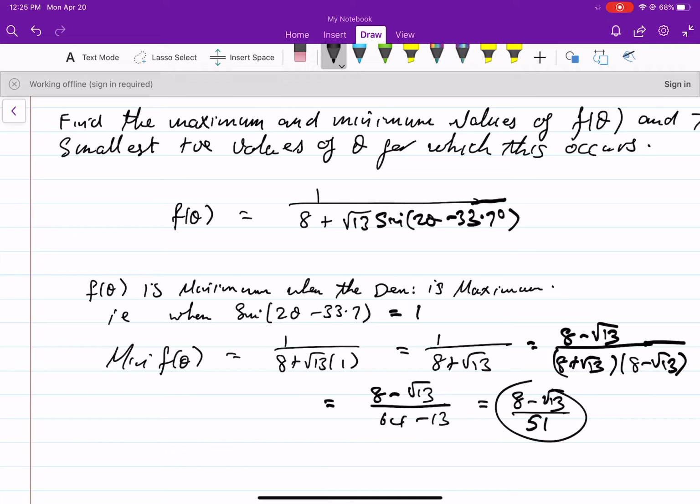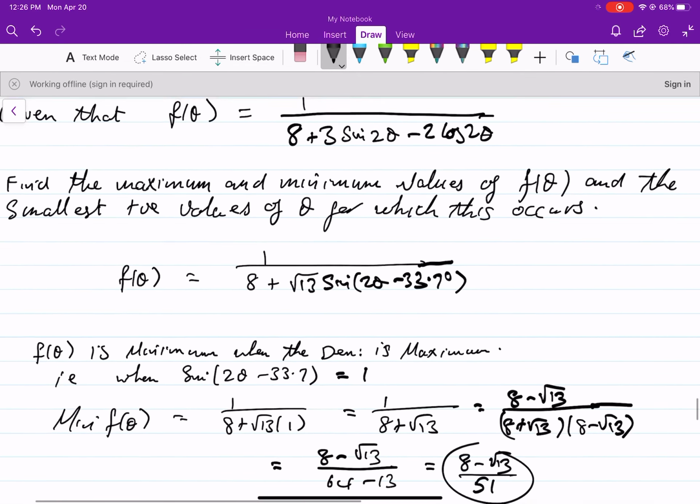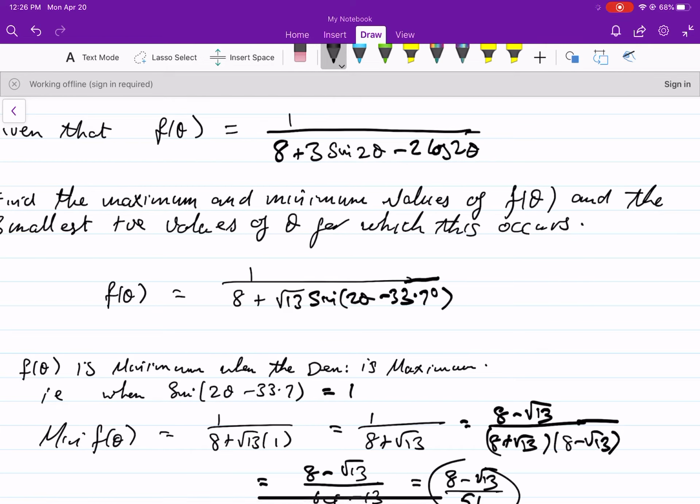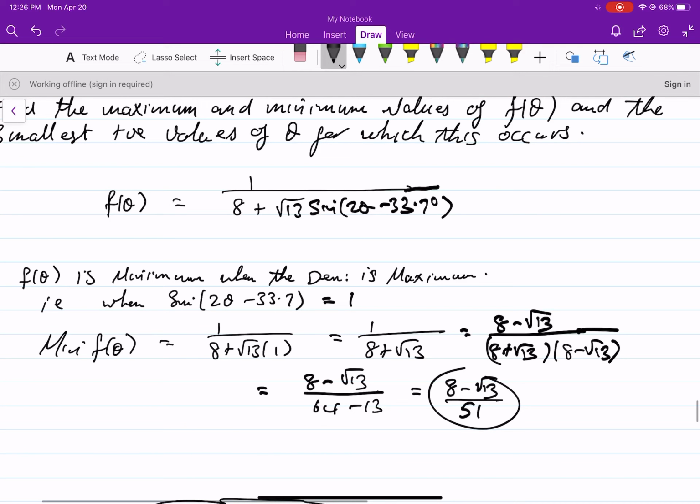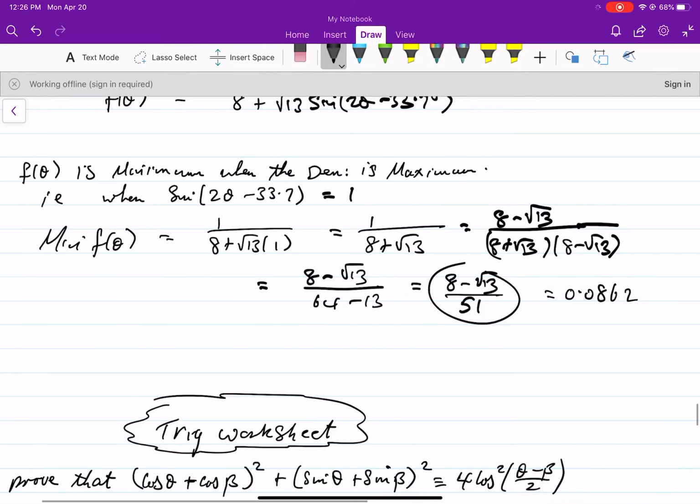That is the minimum value of f of theta. The decimal equivalent would be what? 0.0862. All right, so you got it in surds as well as a decimal to 3 significant figures.